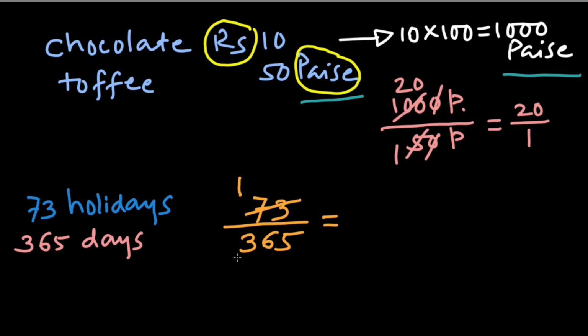73 ones are 73, 73 multiplied by 5 is 365. So the ratio will be 1 by 5, which means there are 1/5 holidays in 1 year, or the ratio of number of holidays in 1 year to the total number of days in 1 year is 1 by 5, or we can write 1 ratio 5, or we can say 1 is to 5.